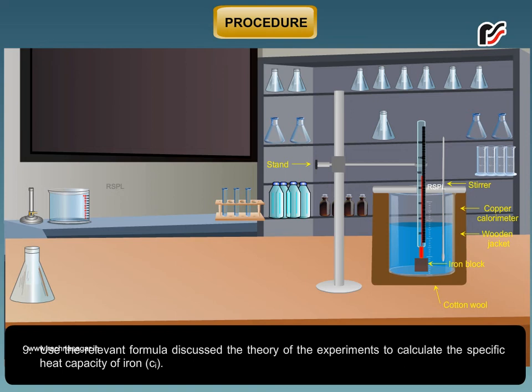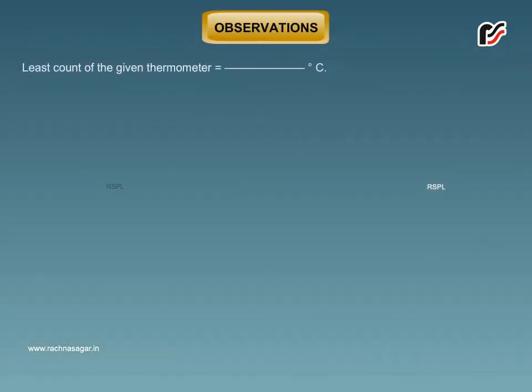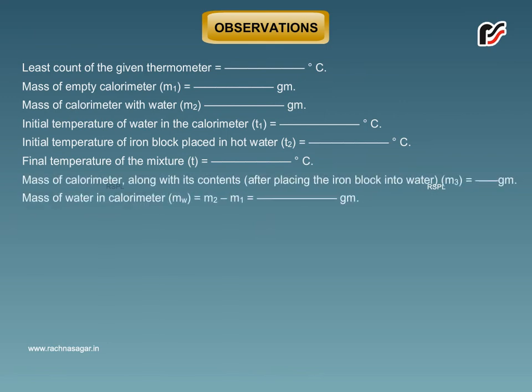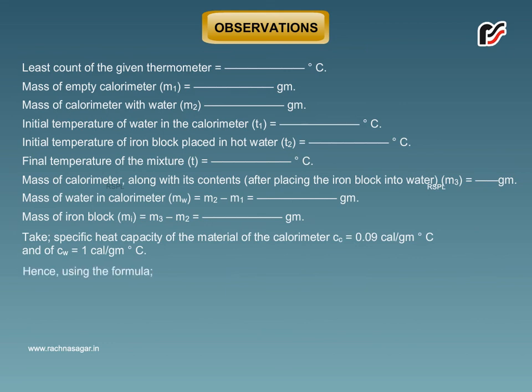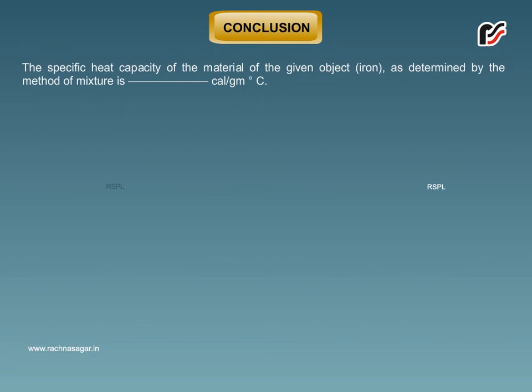Use the relevant formula discussed in the theory of the experiment to calculate the specific heat capacity of iron, CI. Record your observations as follows. Conclusion: the specific heat capacity of the material of the given object, iron, as determined by the method of mixture is ___ calories per gram degree Celsius.